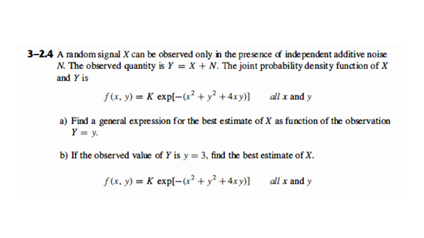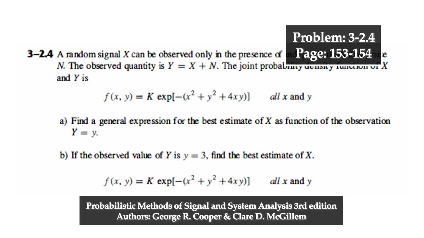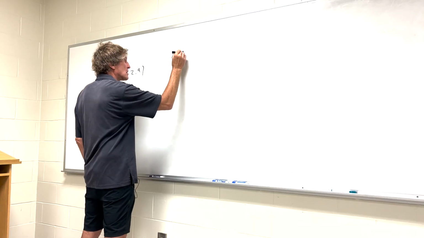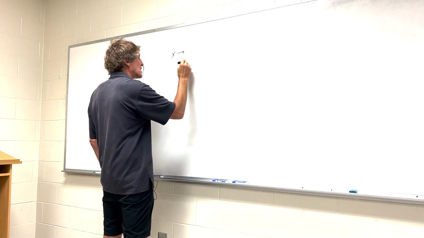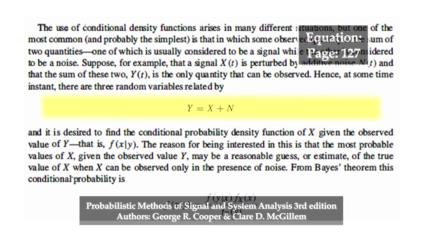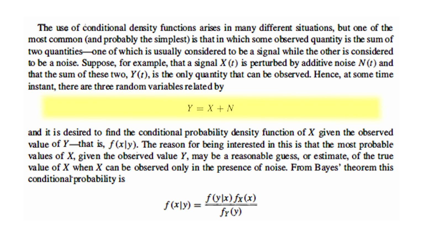So for this one, 3-2.4. You have a random signal X that can be observed only in the presence of independent additive noise. So now we're going to talk about Y equals noise plus signal, and Y is the observed value. You all with me, class? We talked about this one, remember? I want to make sure everybody follows me.